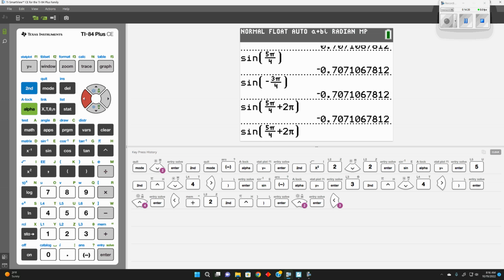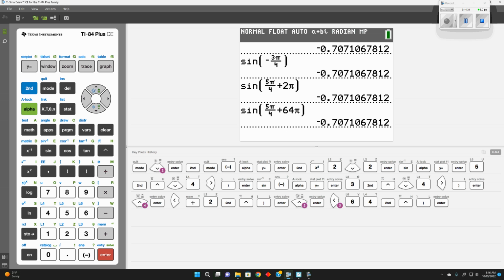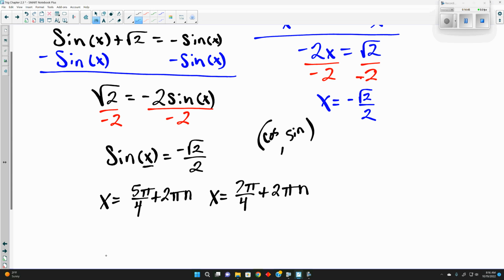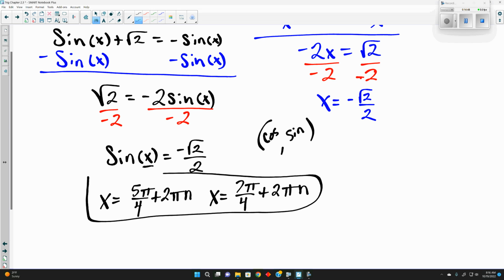Or we can do 64 pi. So we've gone around the circle 32 times. We still get the same answer, yes? Because they didn't restrict what the angle could be, any of these work, positive or negative. So we have to add the 2 pi in, essentially saying anytime we go around the circle, this works.